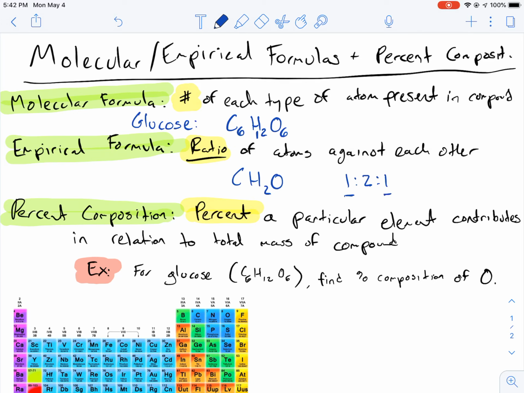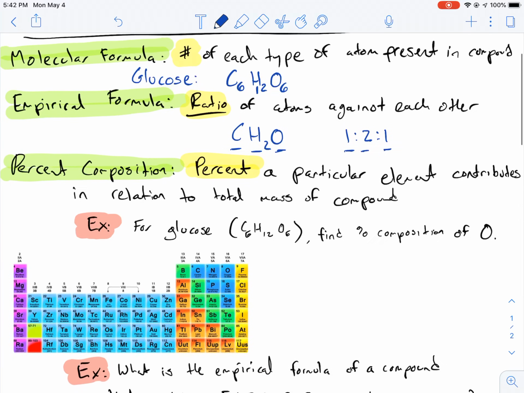Anytime that you have two things that are equal, that would be a 1 to 1 ratio. And then there's double the amount of hydrogen atoms, making it 1 to 2 to 1. And then we just write that like that. One carbon atom, and then 2 hydrogen atoms, and then 1 oxygen atom, of course relative. That's not the actual number. That's why we have the molecular formula up here. But the empirical formula is basically just the reduced form of the molecular formula.